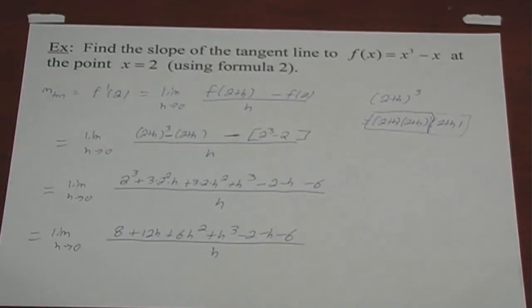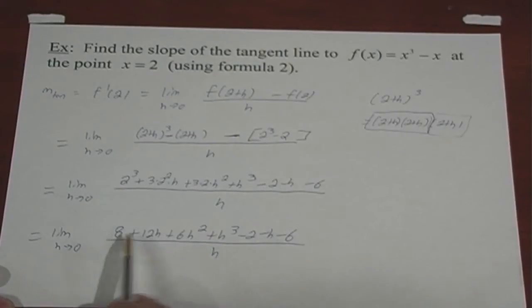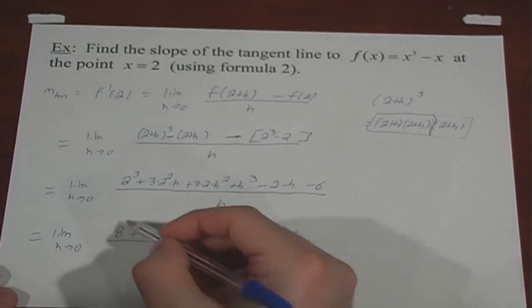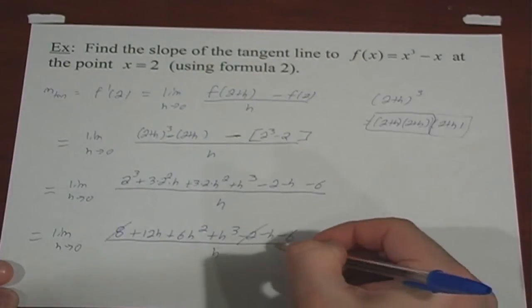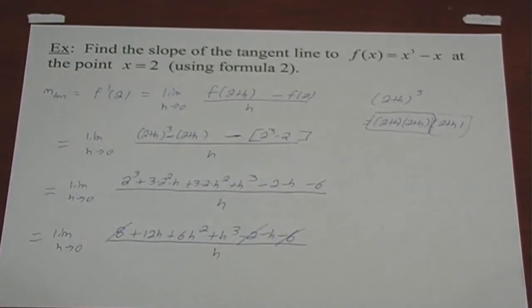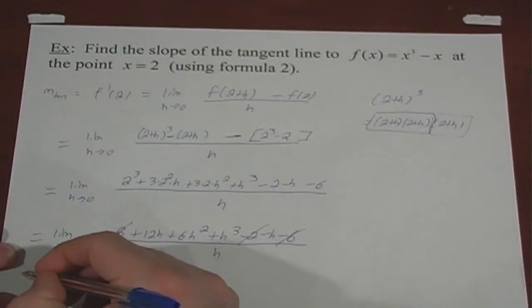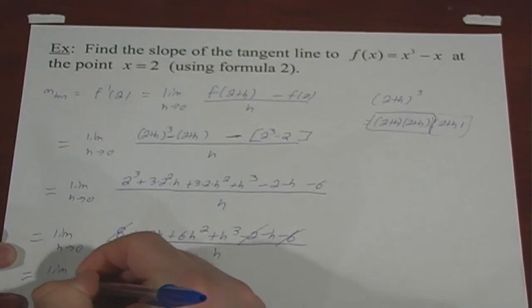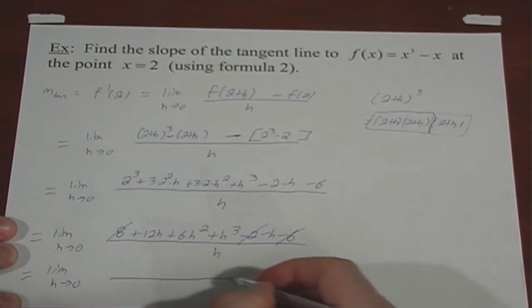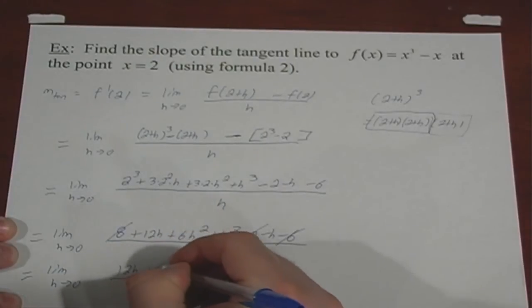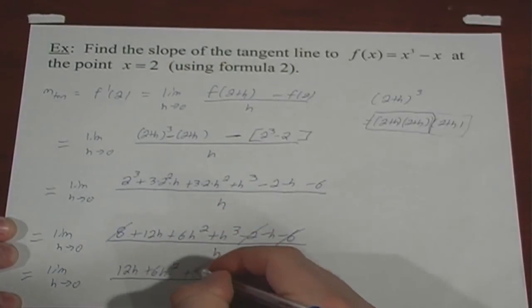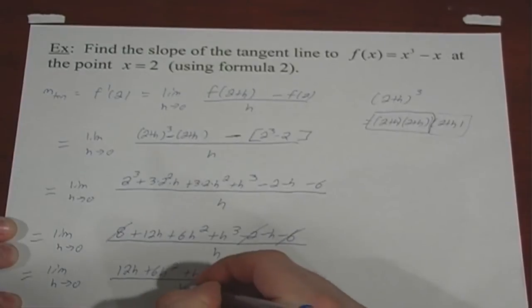Now here's one thing I want you to notice about this formula. The top part, almost every term has an h, and the terms that don't have an h cancel, because it's 8 minus 2 minus 6. Let me go ahead and just cancel the terms that don't have an h, and that's always going to happen if you did the problem right. So this is going to be limit h goes to 0, 12h plus 6h squared plus h cubed minus h over h.